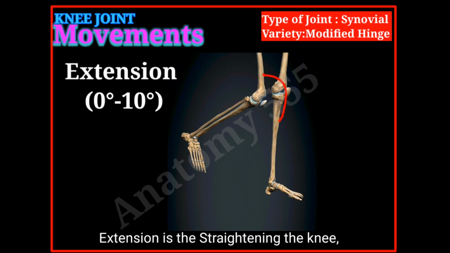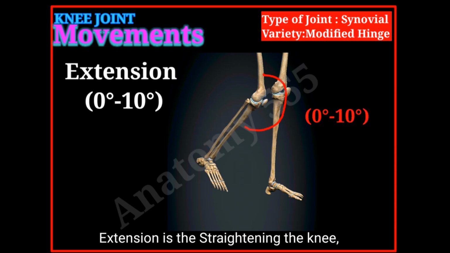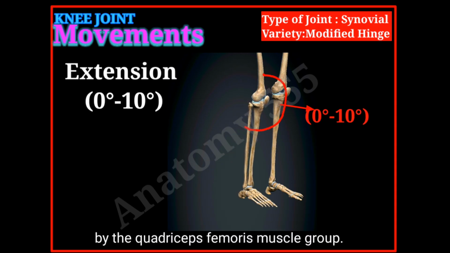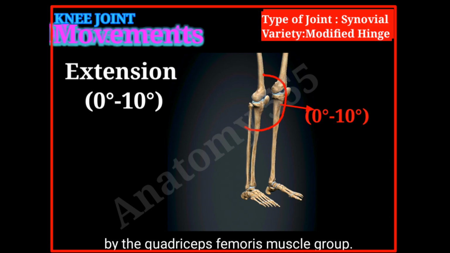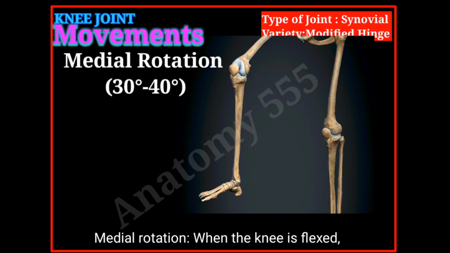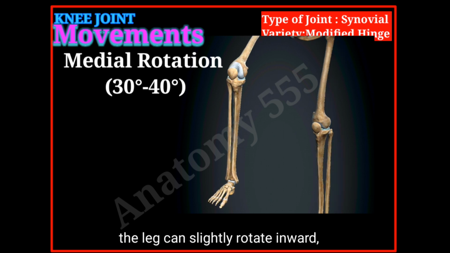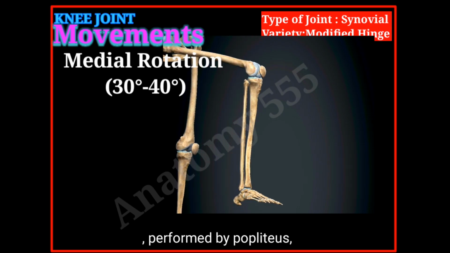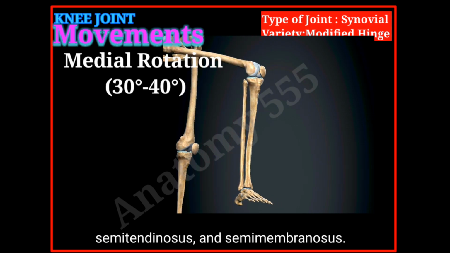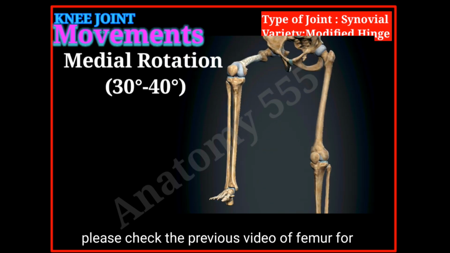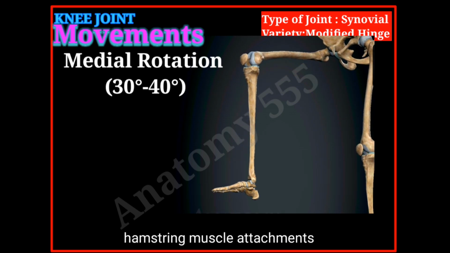Extension is the straightening of the knee, bringing the leg in line with the thigh. It is produced by the quadriceps femoris muscle group. Please check the previous video of femur for quadriceps muscle attachments. Medial rotation. When the knee is flexed, the leg can slightly rotate inward, performed by popliteus, semitendinosus, and semimembranosus. Please check the previous video of femur for hamstring muscle attachments.